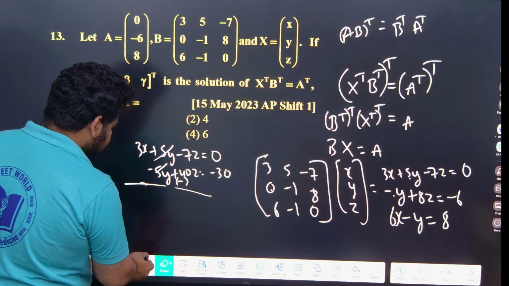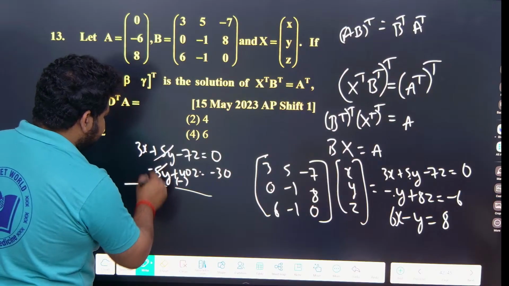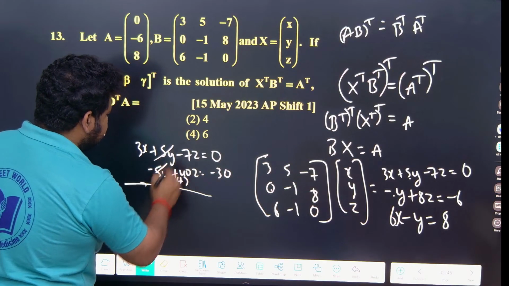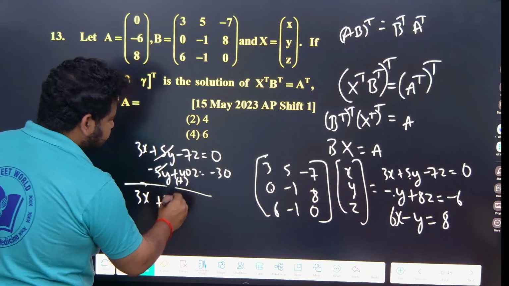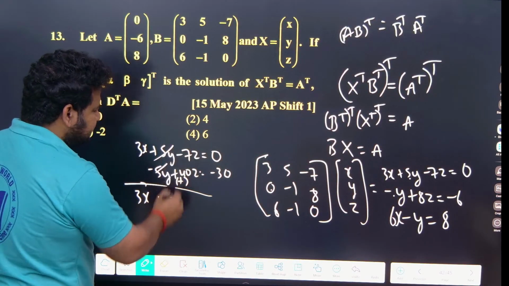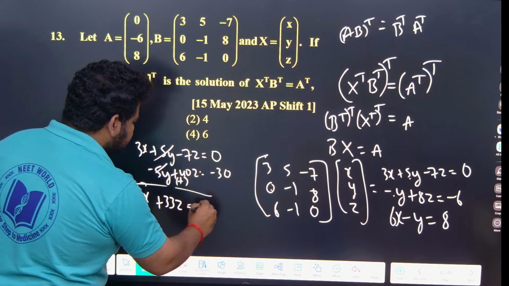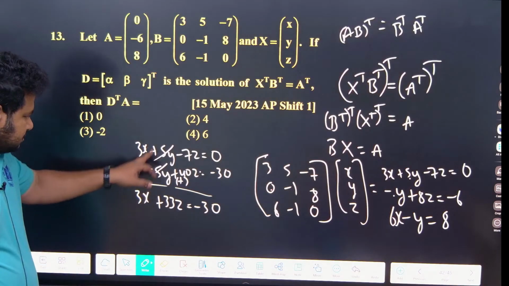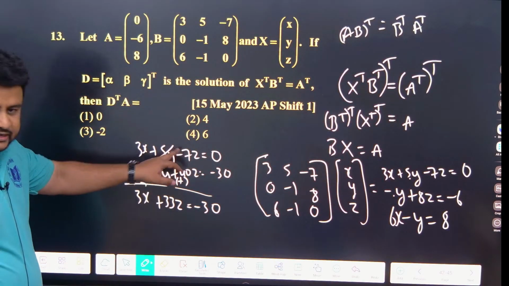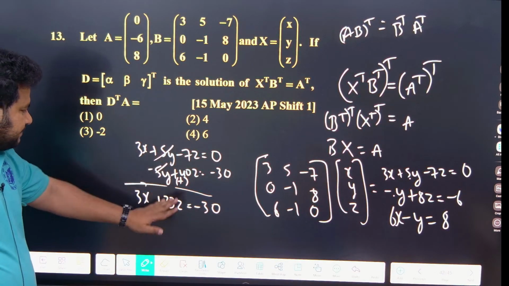3x here, this will be what? If I am adding directly, this will be 3x. If I am adding, this will be plus 33. 40 minus 7 is 33z, is equal to what? Minus 30. No change in sign. I am adding, I am not subtracting. No change in sign. So 40 minus 7 is 33z. Keep it as it is.